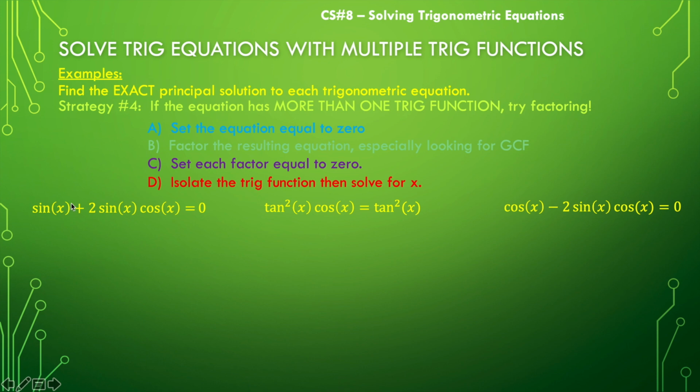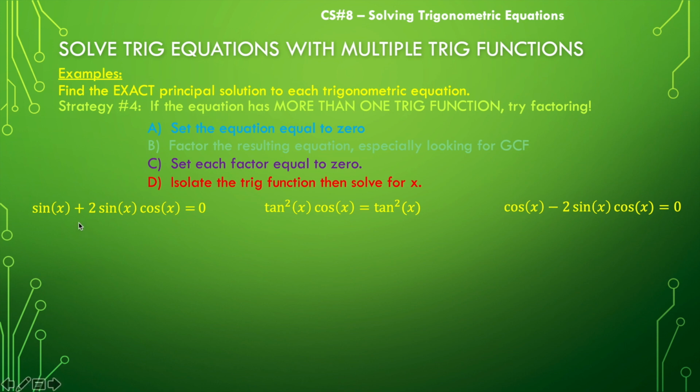In this first example, I have sine of x plus 2 times the sine of x times cosine of x is equal to 0. So it's already set equal to 0. I don't need to worry about that part. So let's look at these two things. I've got two things added together, and you notice that there is a sine of x in both of them. That means I will treat it like a greatest common factor and factor it out.